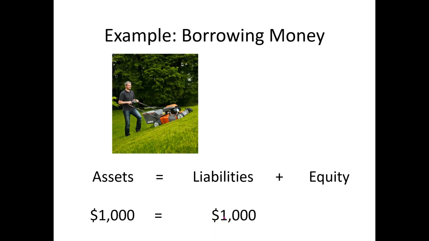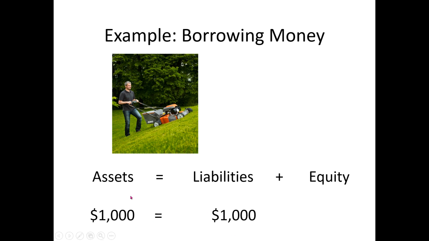Now let's switch examples to a lawn mowing business. We're going to look at a number of transactions to see how they affect the accounting equation. And let's start by saying the business owner borrowed $1,000 from the bank to get the business started.